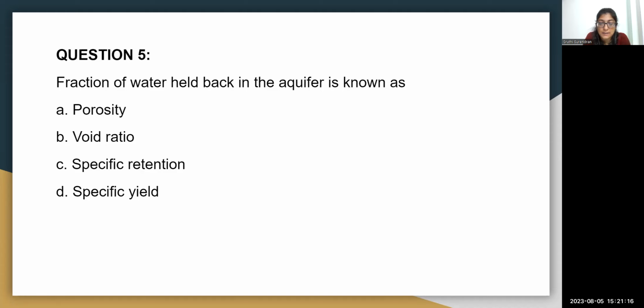Those of you who have a background in civil engineering or water resources or geotechnical will be familiar with these terms. Others can guess it. And then we'll be going into detail about each of these terms.